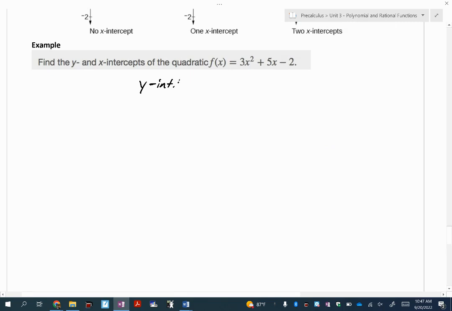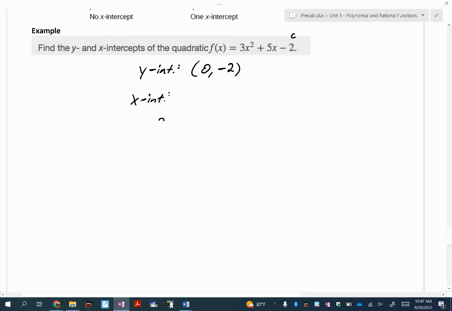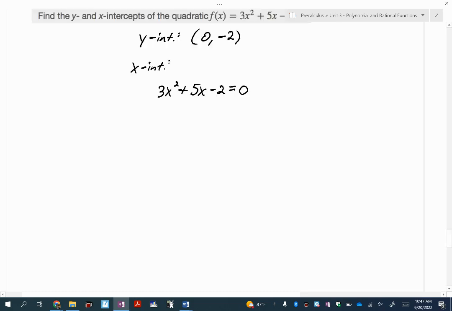All right, since this is written in ax squared plus bx plus c, my c value here of -2 is the y-intercept. For the x-intercepts, if there are any, I am going to set this equal to 0, so 3x squared plus 5x minus 2 equals 0, and I'm hoping that I can factor this. So I notice that I don't have a GCF to factor out. I have an a that's not equal to 1, so I'm going to do the slide divide bottoms up.